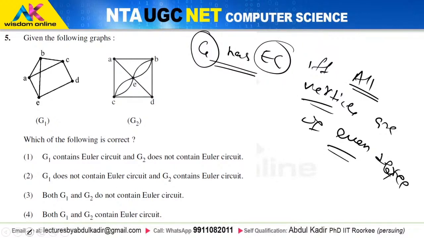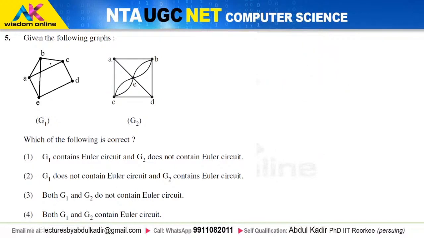So in this question, all you need to do is just find the degree of the vertices. For example, the degree of this vertex B. What will be the degree of vertex B? The degree of vertex B is 3, because you can see there are three edges incident on vertex B. The degree of A is 3. The degree of E is 3. The degree of D is 2. The degree of C is 3.